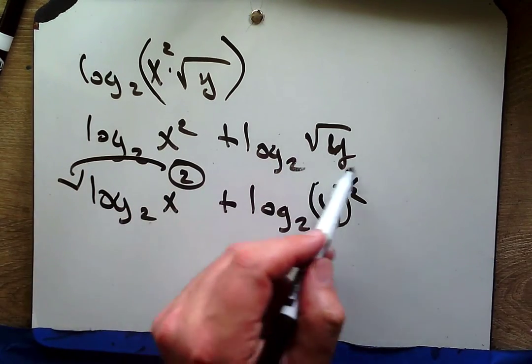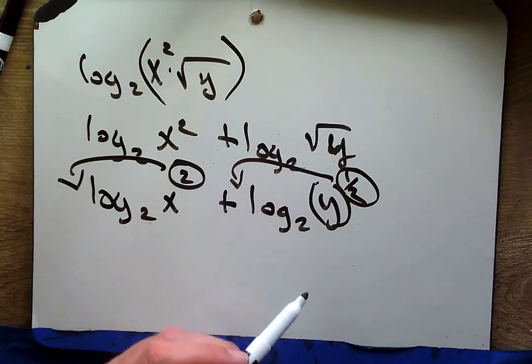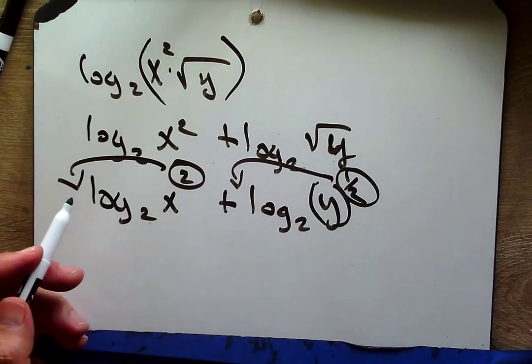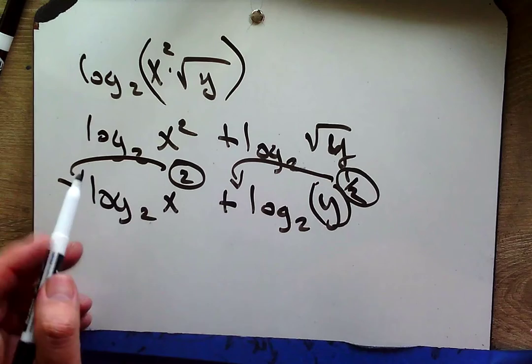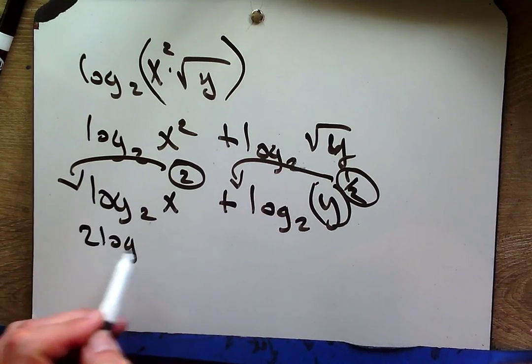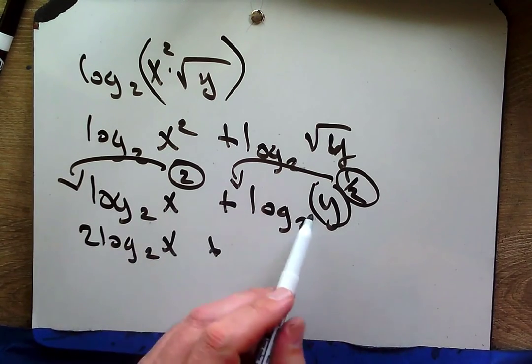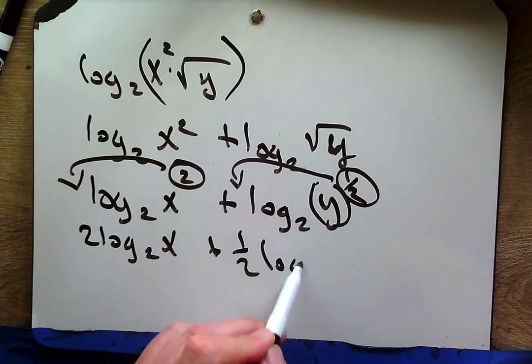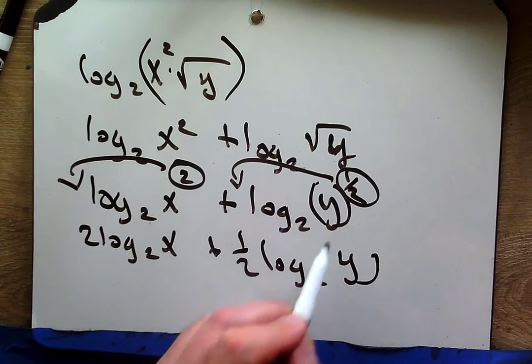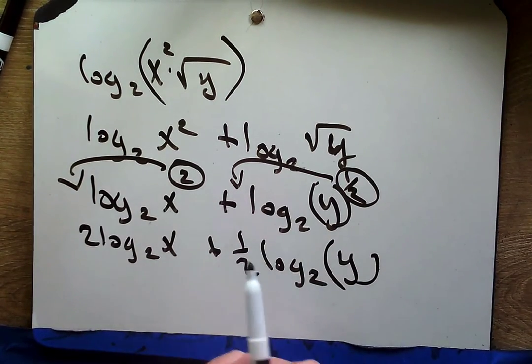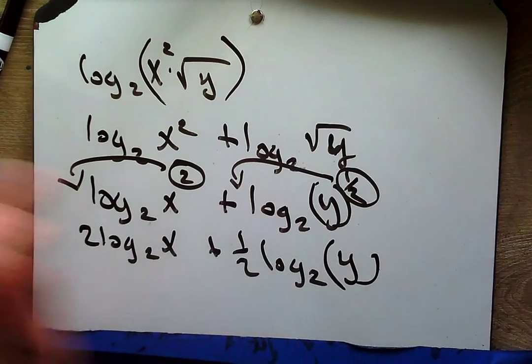And the power rule says that in the presence of a log, I can bring these powers down in front. And so this one is going to be 2 log base 2 of x, and this one's going to be 1/2 log base 2 of y. Okie doke.